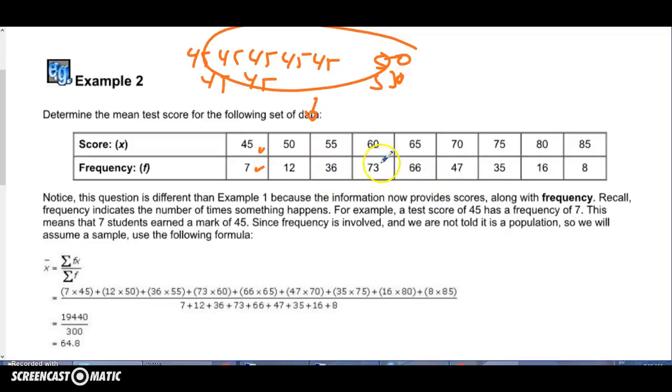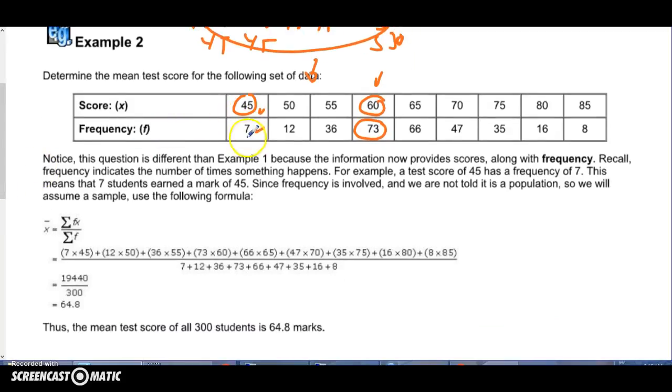For example, the most common is this guy right here. 73 people have a score of 60. Okay, so there are a lot more people going to have a score of 60 than have a score of 45. So you can't give them the equal weight. Hence the weighted mean. So all you do is this: you go 45 times 7.